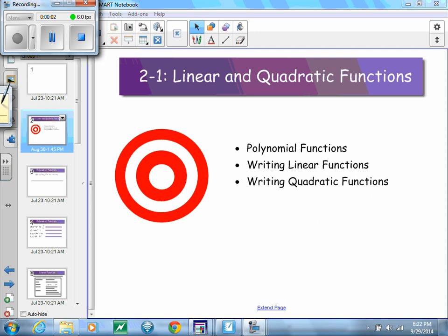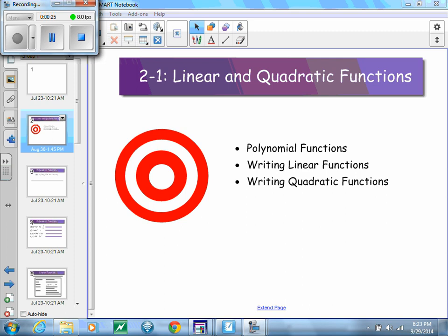Right, Chapter 2-1, we are going to be looking at linear and quadratic functions once again, but we're going to start looking at some of the different characteristics and the different ways to write out these equations, not just looking at their parent functions of the linear equation y equals x and the quadratic function y equals x squared. So we're going to be seeing some of those transformations taking place here.